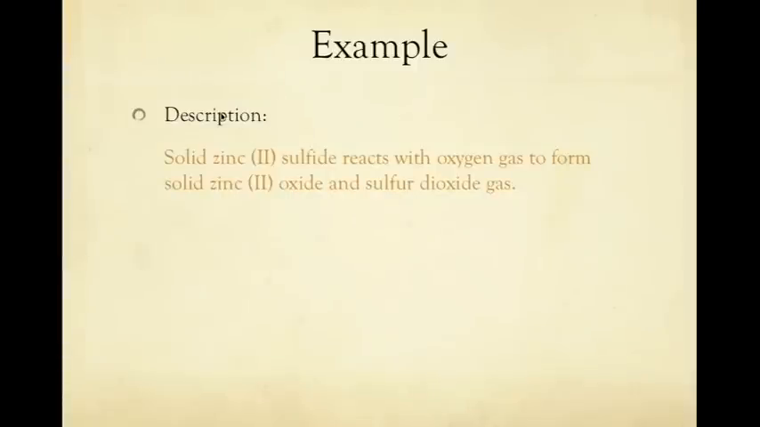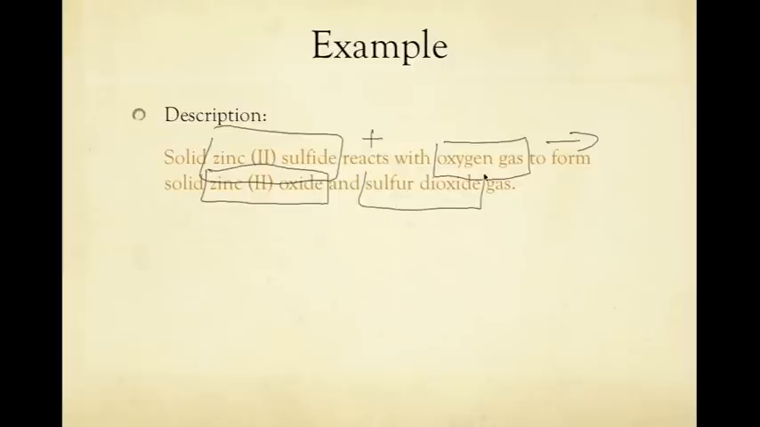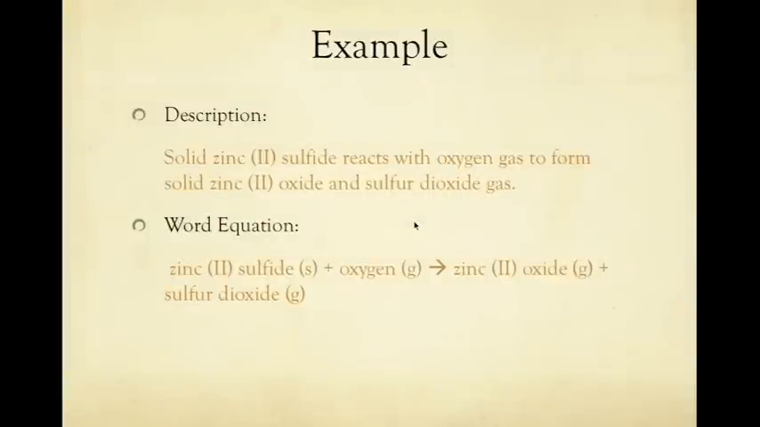Okay, moving on to another example. Here we have the description. We have solid zinc(II) sulfide, reacting with, we see a plus sign, oxygen gas, and it forms solid zinc(II) oxide and sulfur dioxide gas. So we've got a couple things going on here. First of all, let's take it into our word equation. We have the zinc(II) sulfide as a solid with the oxygen gas, and it should be solid zinc(II) oxide, should be an S there, plus sulfur dioxide as a gas. So now we've got to take these and write the formulas for them.